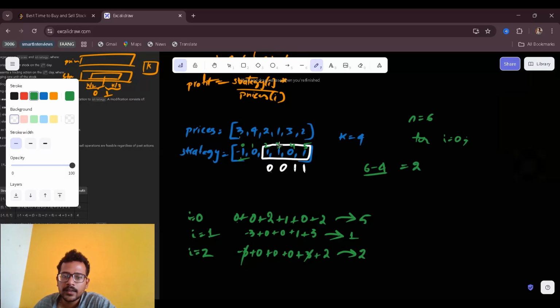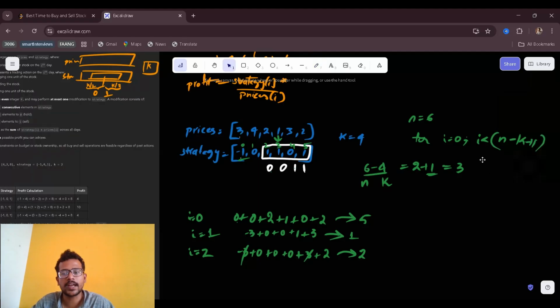But I will be having i is less than 3. I went till 2, right? So plus 1, nothing but n minus k. 6 is n, k is 4, and plus 1. I added plus 1 and I got 3, and I went till less than n minus k plus 1. So this is how I got the iteration.